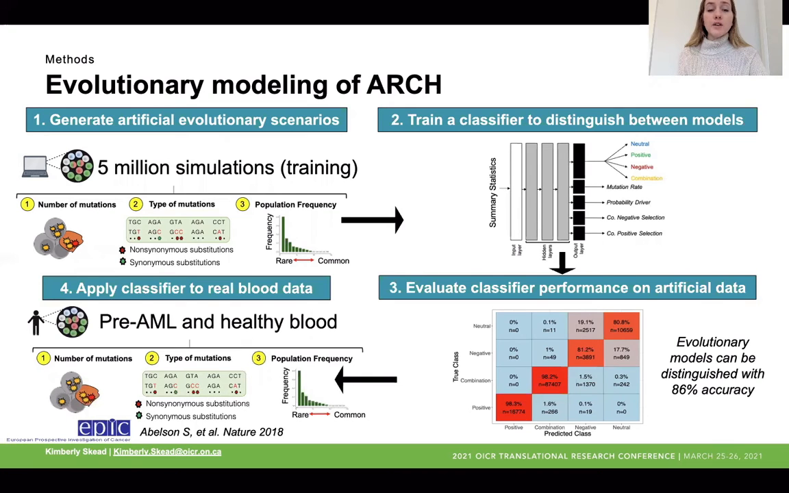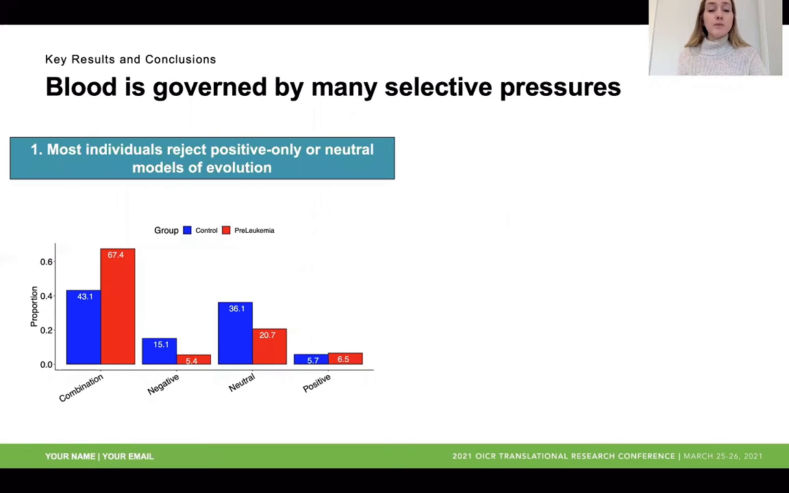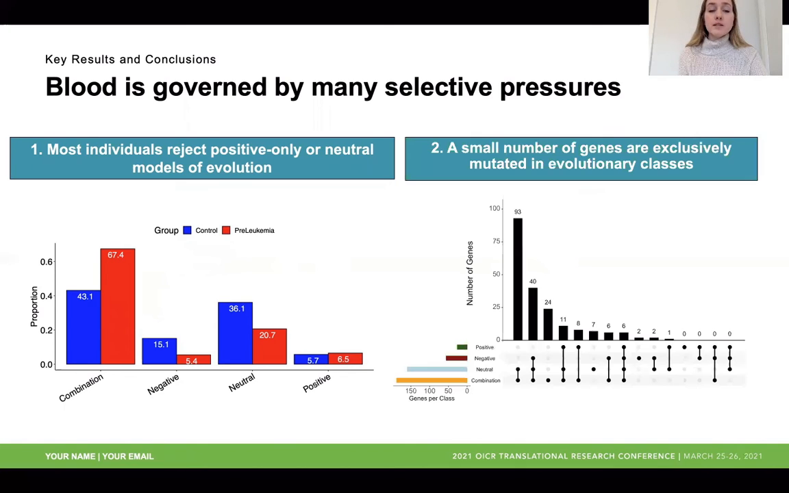After achieving a high accuracy in discriminating between evolutionary classes in artificial data, we apply our classifier to identify the evolutionary patterns in targeted sequencing data from blood of around 300 healthy individuals and 100 individuals who subsequently progressed to AML. Right away, we find that the majority of our individuals do not fit the neutral or positive-only classes of evolution, and we find signatures of negative selection either acting alone or in combination with positive selection in over 60% of our samples, regardless of a later cancer diagnosis.